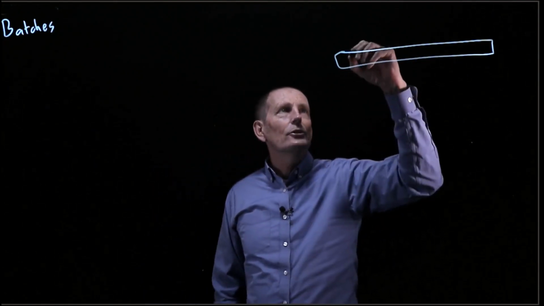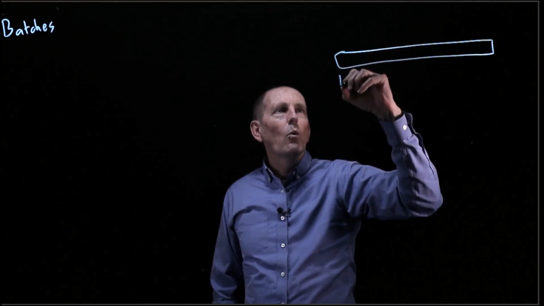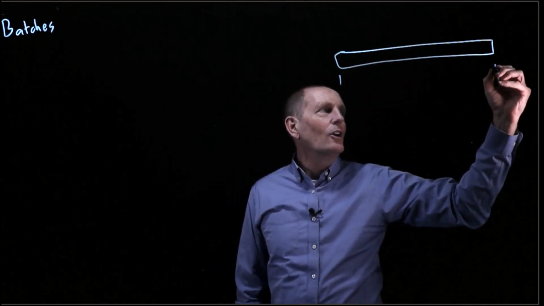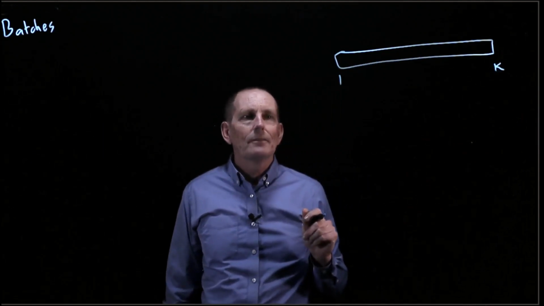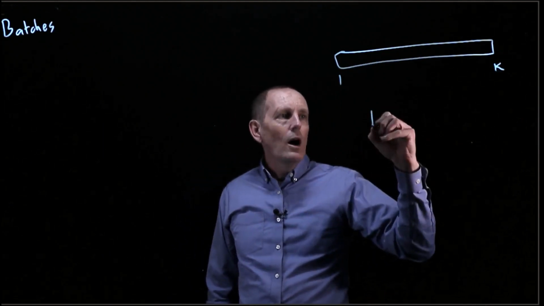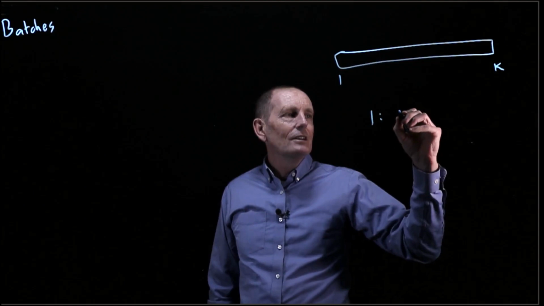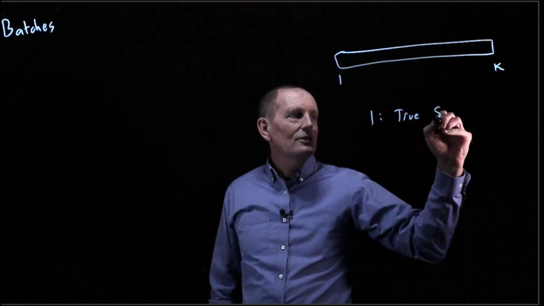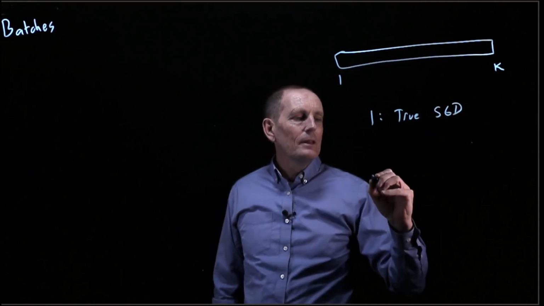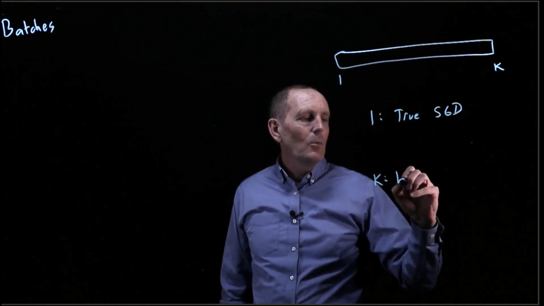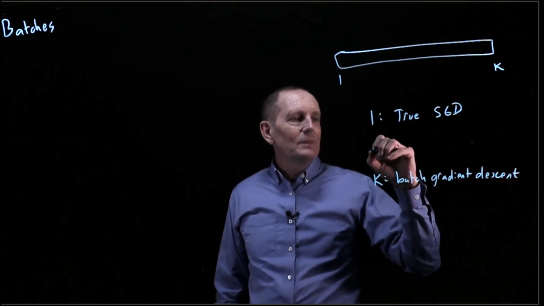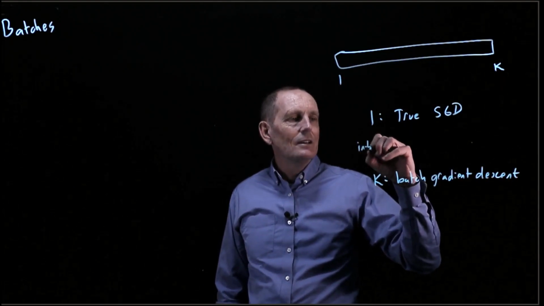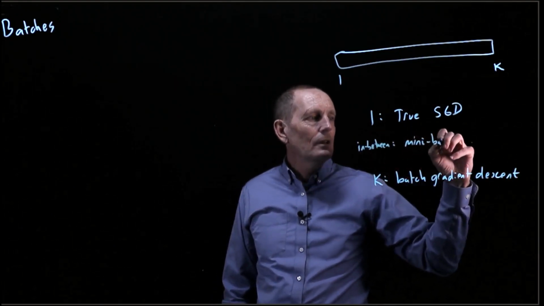And we can either do 1 or all the way to k, where k is the number of elements in the training set. So 1 is, let's call it true stochastic gradient descent. K we'll call batch gradient descent. And something in between we'll call mini batch.